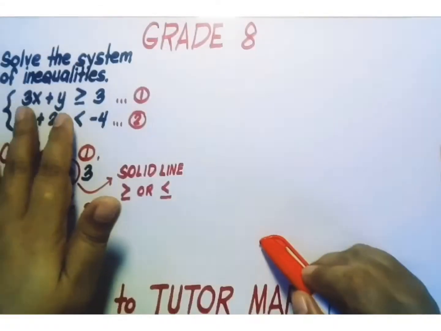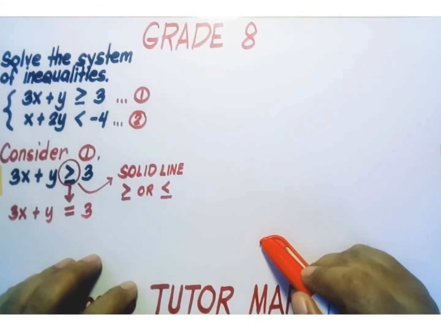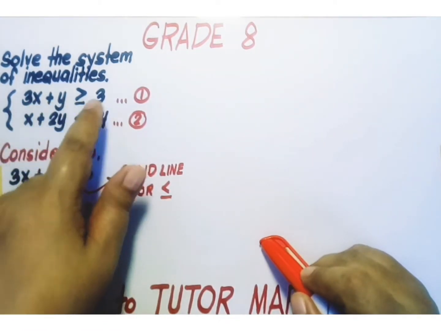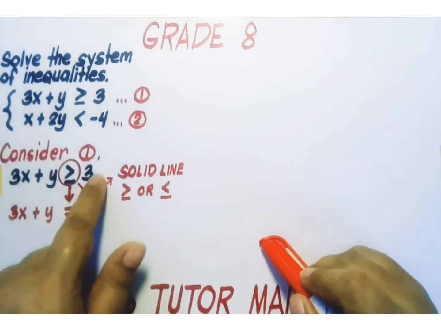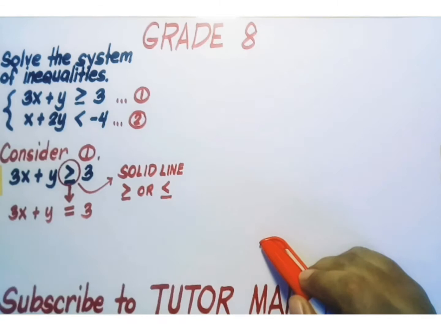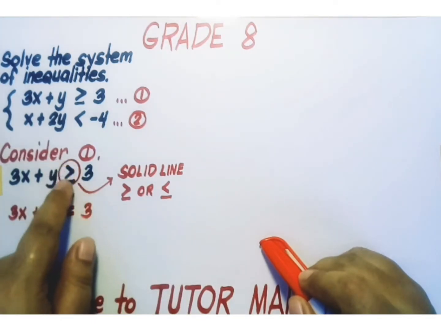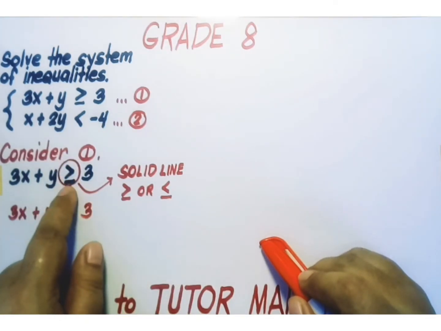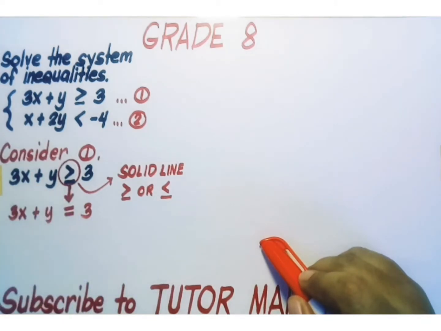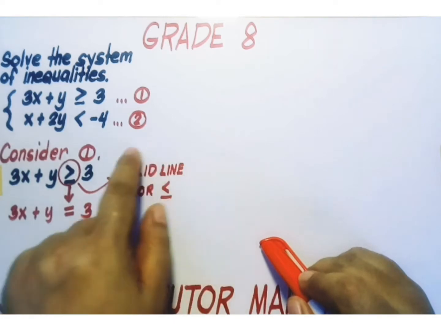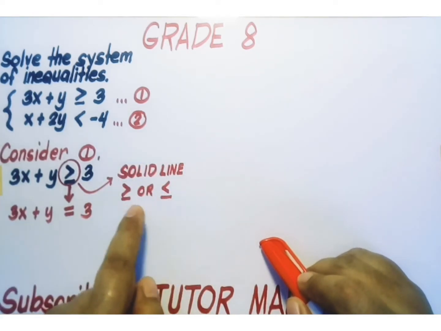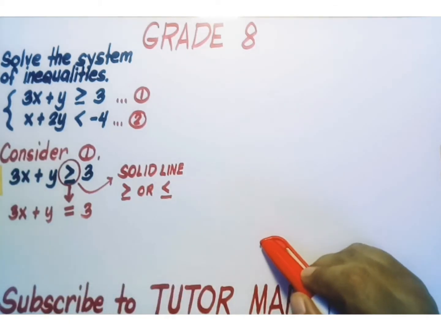Let's start with the first inequality in the given system. We have 3x plus y is greater than or equal to 3. For the first inequality, we should use a solid boundary line because the inequality symbol used is greater than or equal to. Recall that the boundary line is a solid line if the inequality symbol used is greater than or equal to or less than or equal to.